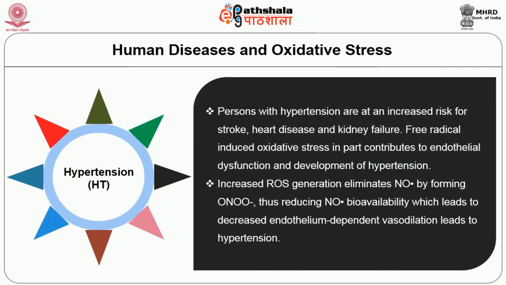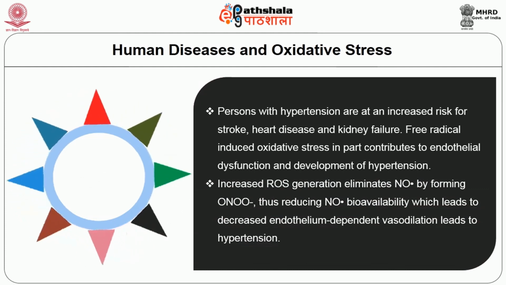The next one is hypertension. Persons with hypertension are at an increased risk for stroke, heart disease and kidney failure. Free radical induced oxidative stress in part contributes to endothelial dysfunction and the development of hypertension. Increased reactive oxygen species generation eliminates nitric oxide radical by forming peroxynitrite radical anion, and thus reduces nitric oxide radical bioavailability, which leads to decreased endothelium dependent vasodilation and leads to hypertension.